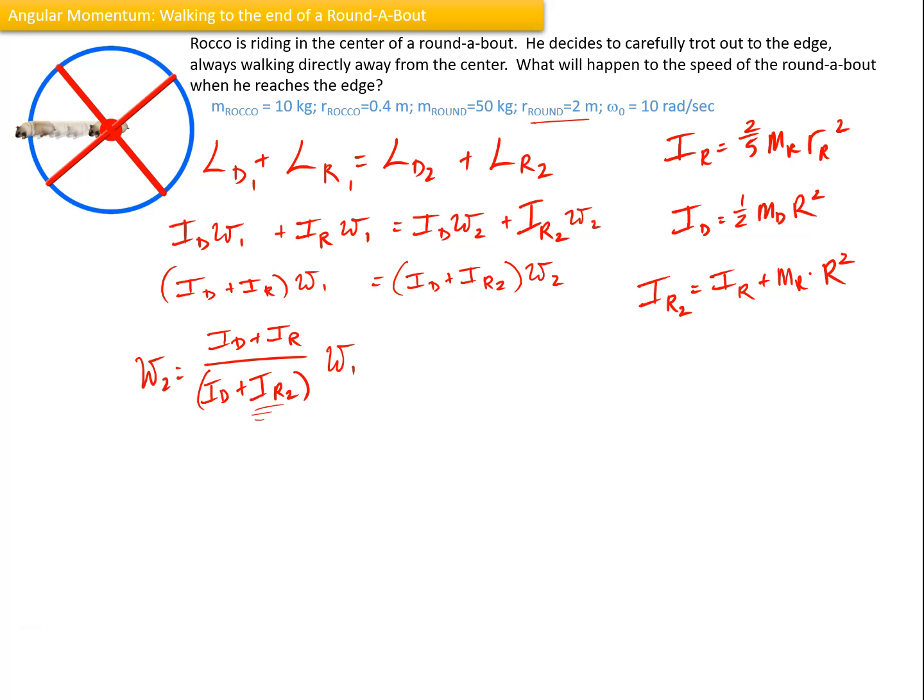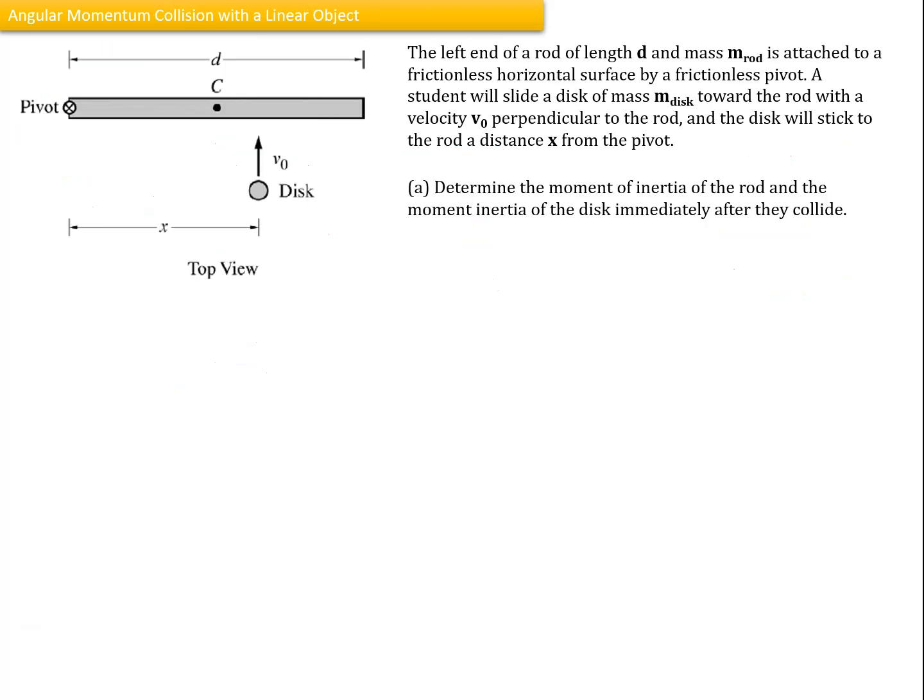All right, let's go through one more. Now this one's a little bit different. Here we have an object, like a bar, and a ball is shot at it. The ball sticks to the bar, and then the bar starts to spin around. We want to figure out what's going to happen here as this happens.